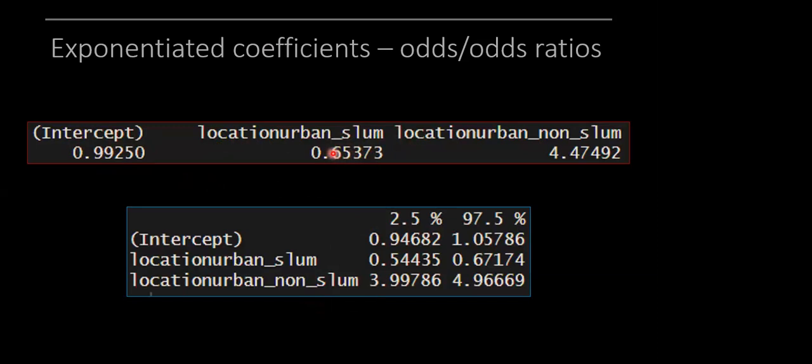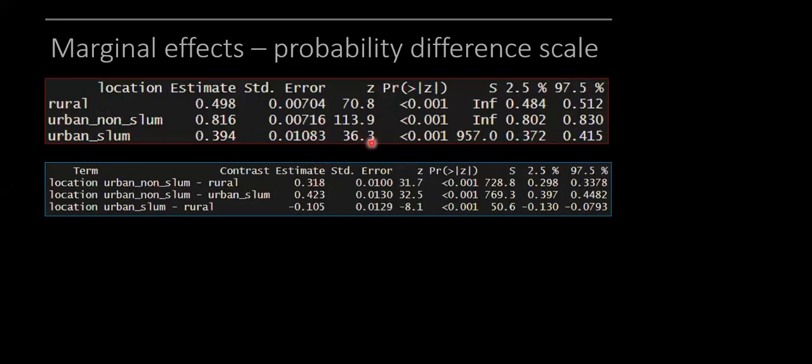So this is saying that the odds ratio for urban slum compared to rural is 0.65. And so that's on a ratio scale. So it's saying how many times the odds change for urban slum versus rural. Again, you might find odds ratios still not super intuitive, which I'd agree with.